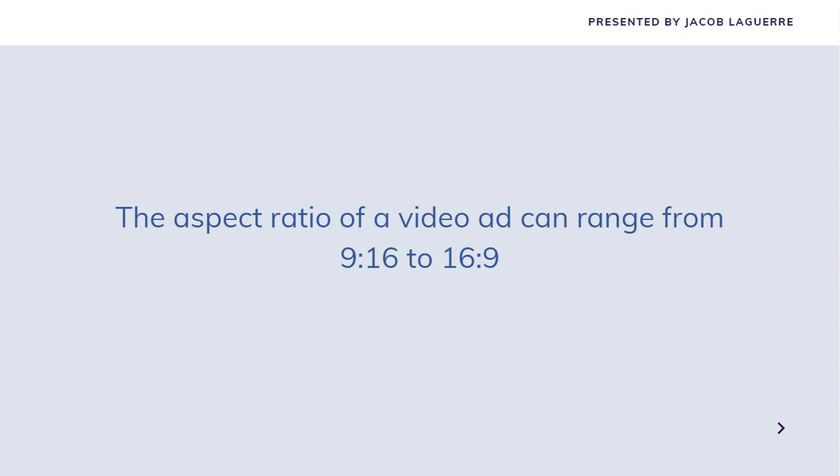And also when it comes to a video ad, the aspect ratio can range anywhere from 9 to 16, which would be more like a Facebook story or an Instagram story, those really long ads, all the way up to 16 to 9, which is a widescreen sort of ad.